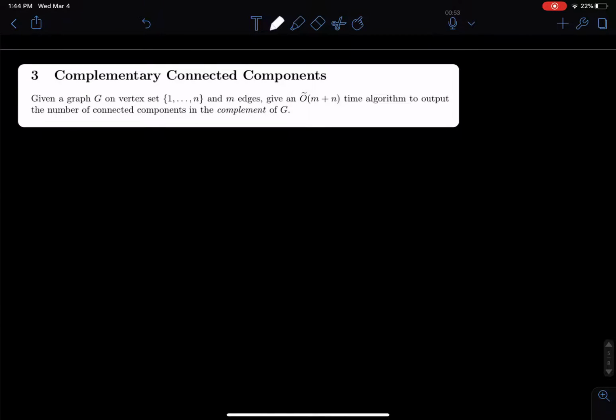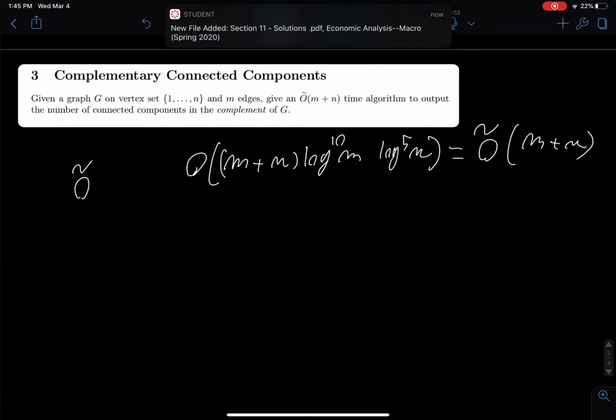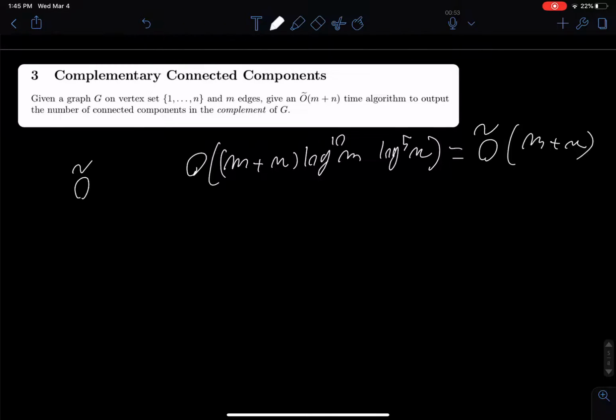Complementary connected components. I'll first discuss a bit of notation which you may or may not have seen before, which is this O tilde. O tilde is a variant of O in which we ignore logarithmic factors. For example, an algorithm that's O of m plus n times log to the 10th m log to the 5th n is still going to be O tilde of m plus n. As we know, linear factors dominate logarithmic factors, so O tilde is just giving us a way of focusing on the linear behavior while ignoring the logarithmic behavior.